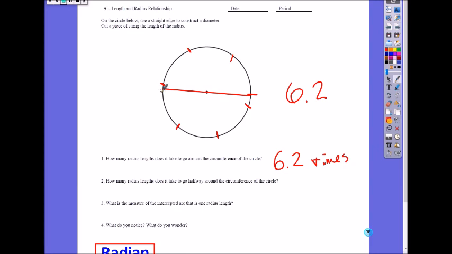Can we say 3.1 or 2? Guess what that number should exactly equal to? Pi. That's where we get our pi from. Pi is the number of radii that go around the semicircle. What is pi? It's 3.141592 and so on. So that's where we get the pi.